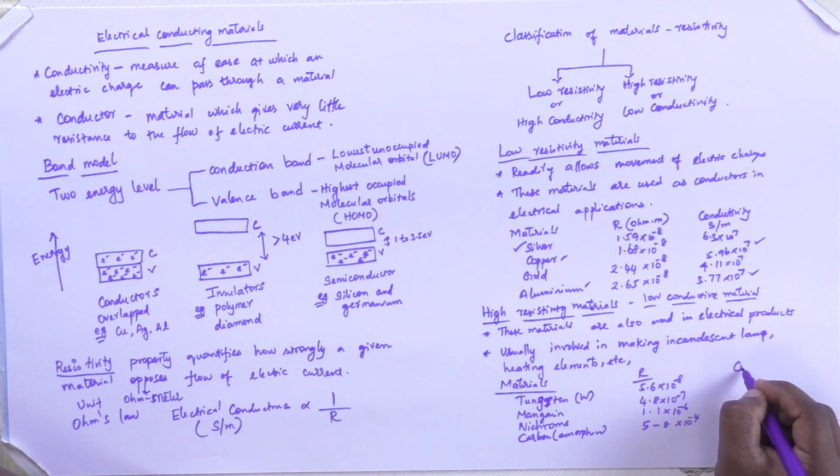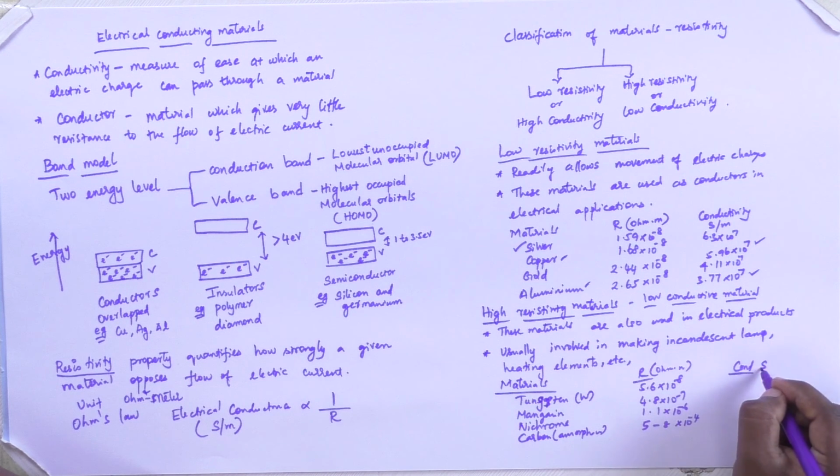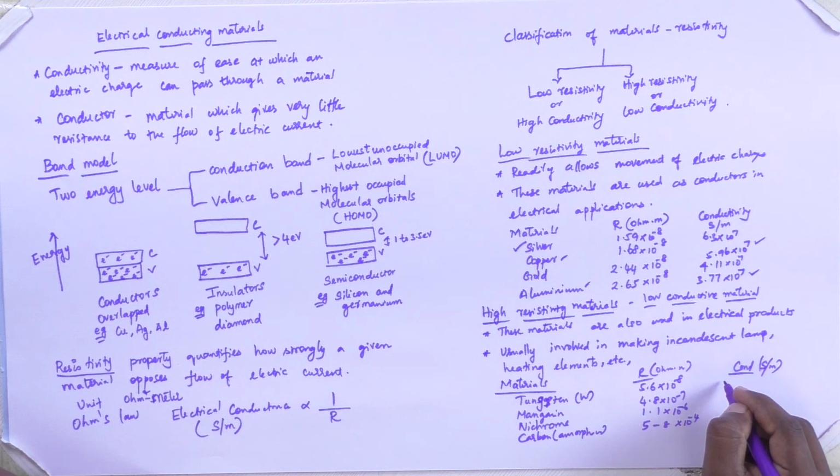And for the resistivity the unit is ohm meter, and for conductance it is Siemens per meter. So these values are 1.79 into 10 power 7 for tungsten, 2.07 into 10 power 6 for manganese, 6.7 into 10 power 5 for nichrome, and 1.25 into 10 power 3 to 2.0 into 10 power 3 in the case of carbon.